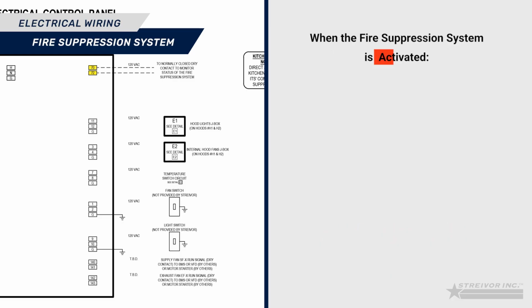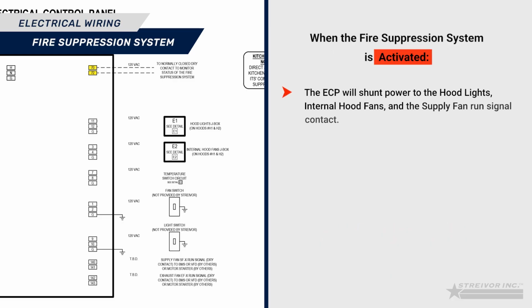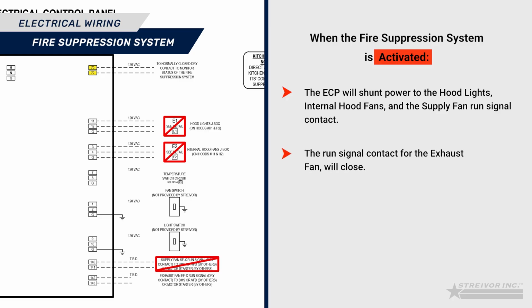When the fire suppression system is activated, the ECP will shunt power to the hood lights, internal hood fans, and the supply fan run signal contact. The run signal contact for the exhaust fan will close.